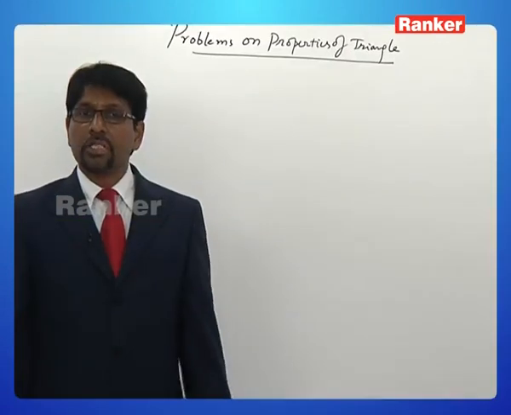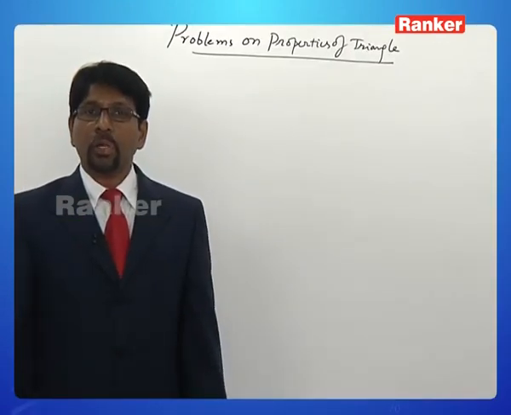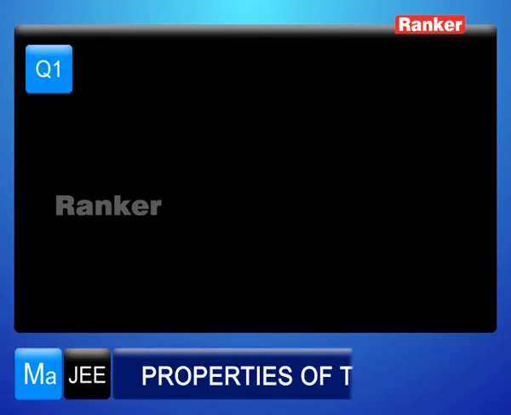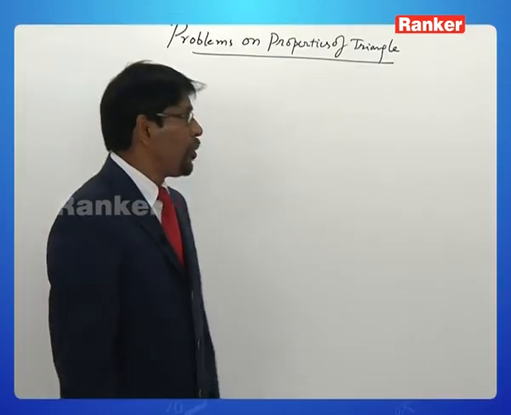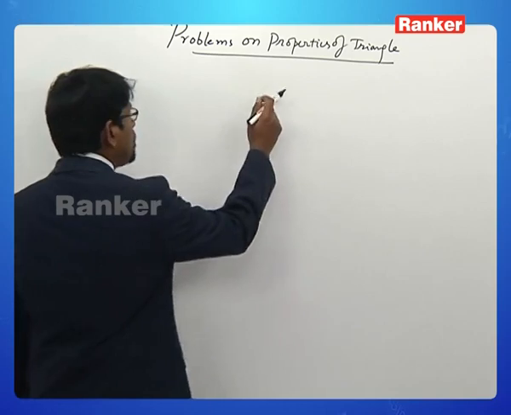In this session we shall see some problems on properties of triangles. First problem: in a triangle ABC, if R into R1 is equal to R2 into R3, then the triangle is, first option, equilateral, second option, isosceles, third option, right angled, and fourth option, scalene. Now what are these R, R1, R2, R3?